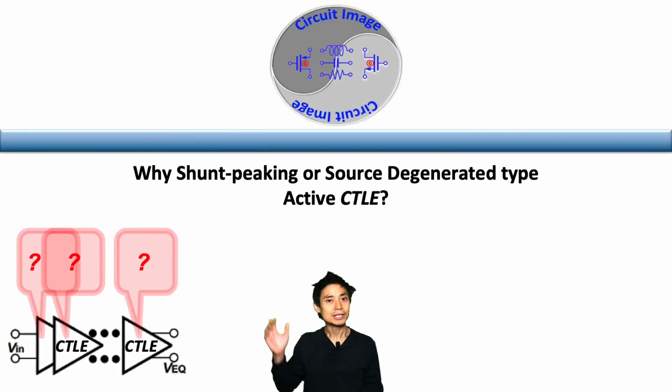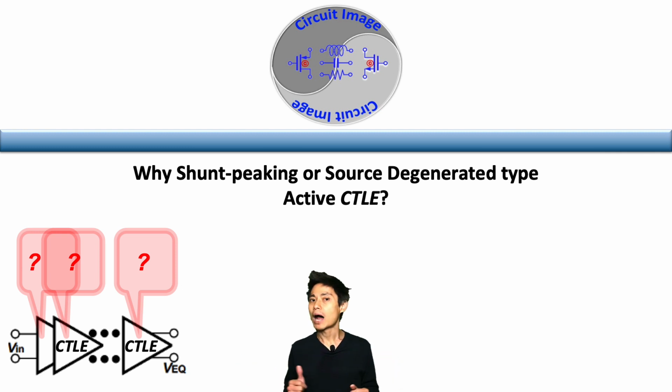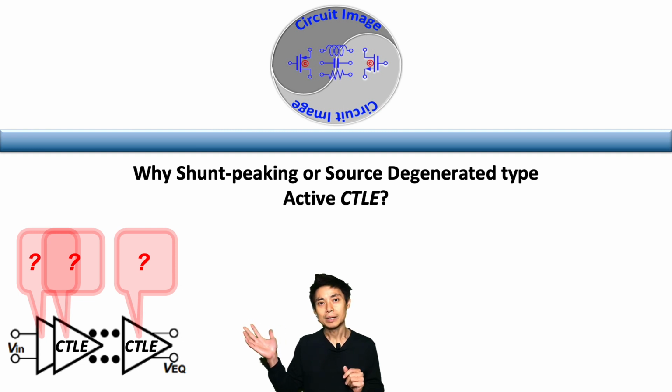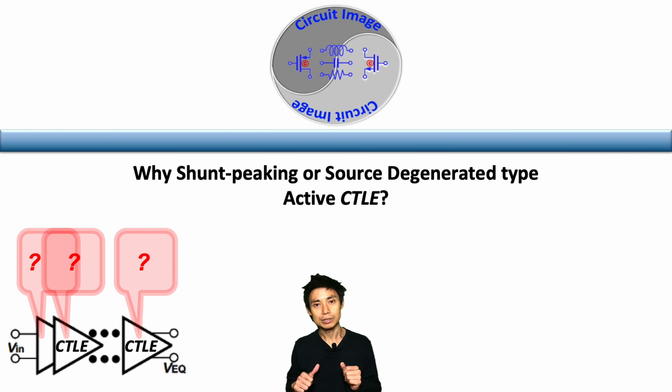After our discussion in the Why Active CTLE video, lots of people asked how the detailed circuit implementations of the active CTLEs work, which we did not cover last time. Unlike the passive CTLE, there are lots of options to implement the active CTLE, and we'll discuss all possibilities one by one. Let's start with the two most popular CTLEs, which are the shunt-peaking type and the source-degenerated type CTLE, and you will understand why people prefer them a lot.